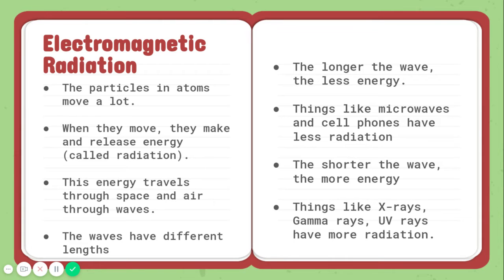The longer the wave, the less energy. Things like microwaves and cell phones have less radiation and they have longer waves. The shorter the wave, the more radiation. Things like X-rays, gamma rays, and UV rays have more radiation.